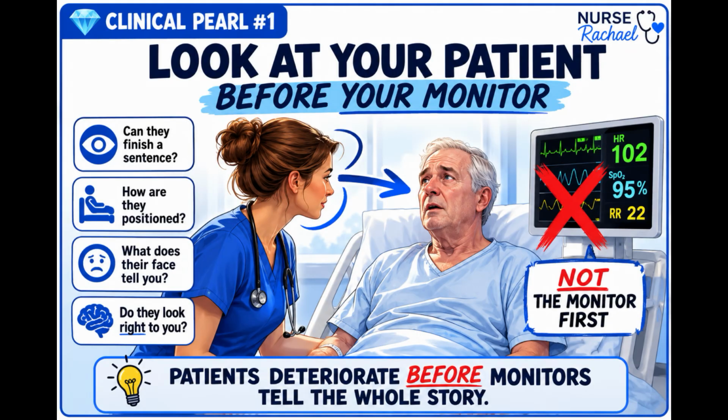Look at their posture. How are they sitting? Do they look like they're favoring one side over the other? Or are they sitting very upright and forward, trying to breathe better? And can they finish a sentence, right? So what are they looking like? How are they positioned? What does their face tell you? Those are the sorts of things, first look, that you need to look at. Okay, so that's your first piece. So even if you have the monitor, you want to make sure that you look at the patient. Sometimes the patient will tell you things long before the monitor does.